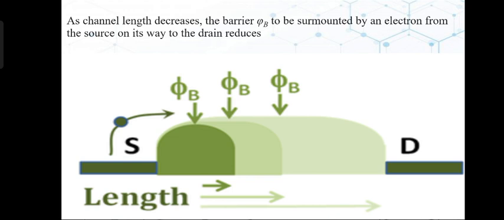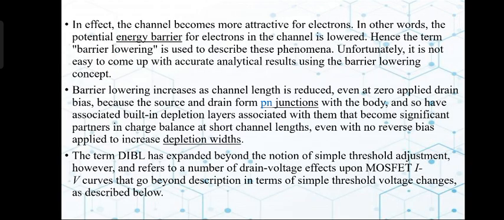Here you see this diagram. In this, as the channel length decreases, the barrier to be surmounted by an electron from the source on its way to the drain reduces. Barrier lowering increases as channel length is reduced, even at zero applied drain bias, because the source and drain form PN junctions with the body and so have built-in depletion layers associated with them that become significant partners in charge balance.